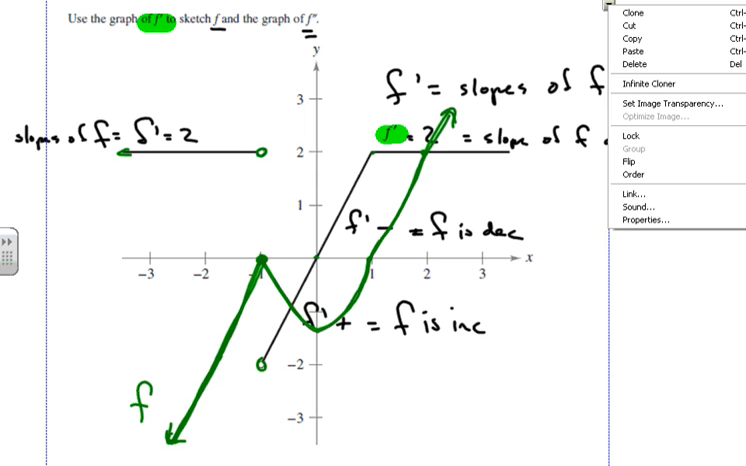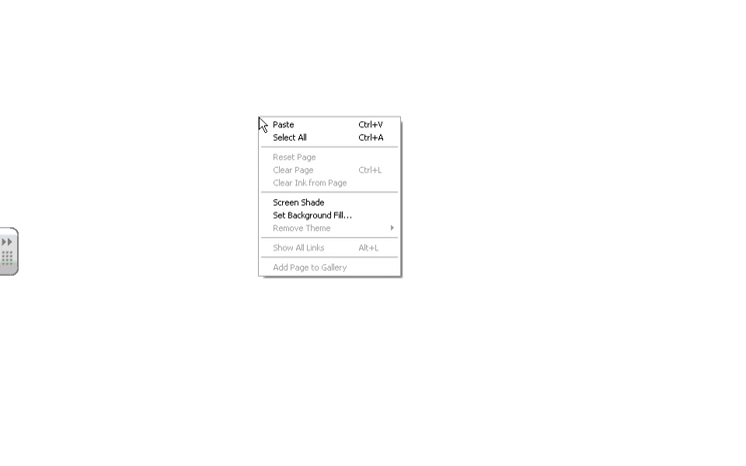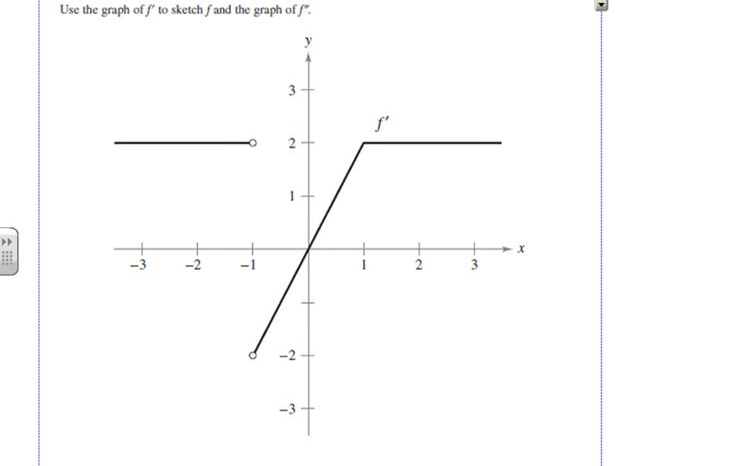I'm going to graph f prime. I'm going to copy that and move it to another slide. Okay? And what we're going to do now is take the same graph. All right, we just had f prime, and now I'm going to have f double prime.